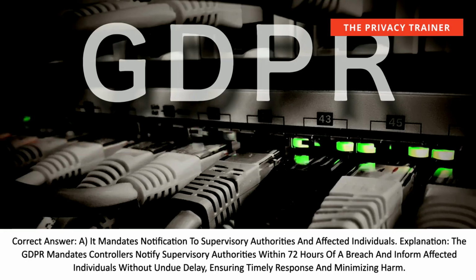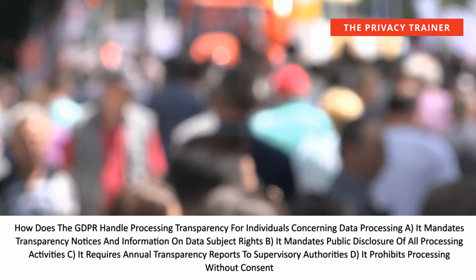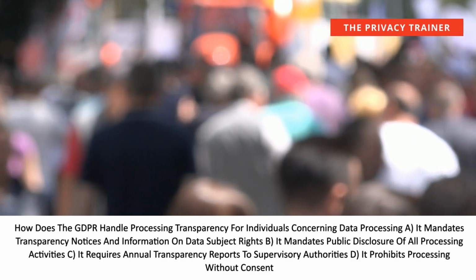Correct answer: A. It mandates notification to supervisory authorities and affected individuals. Explanation: the GDPR mandates controllers notify supervisory authorities within 72 hours of a breach and inform affected individuals without undue delay, ensuring timely response and minimizing harm. How does the GDPR handle processing transparency for individuals concerning data processing?